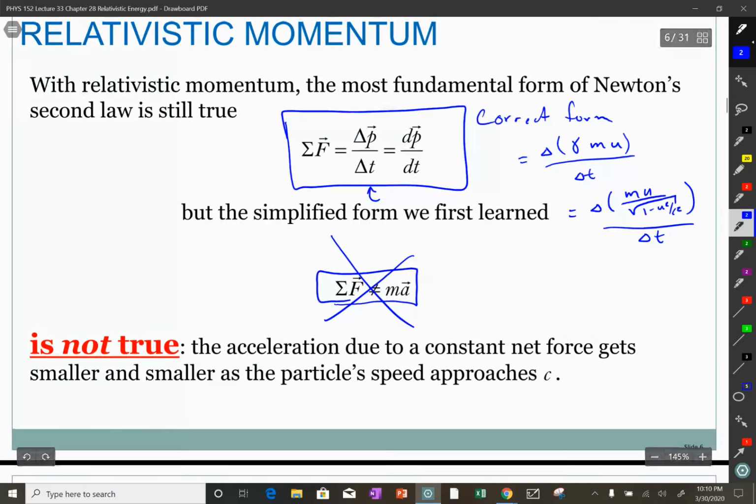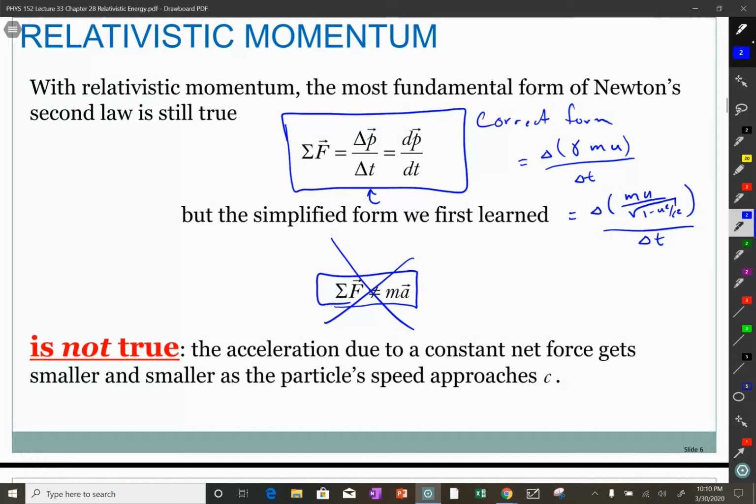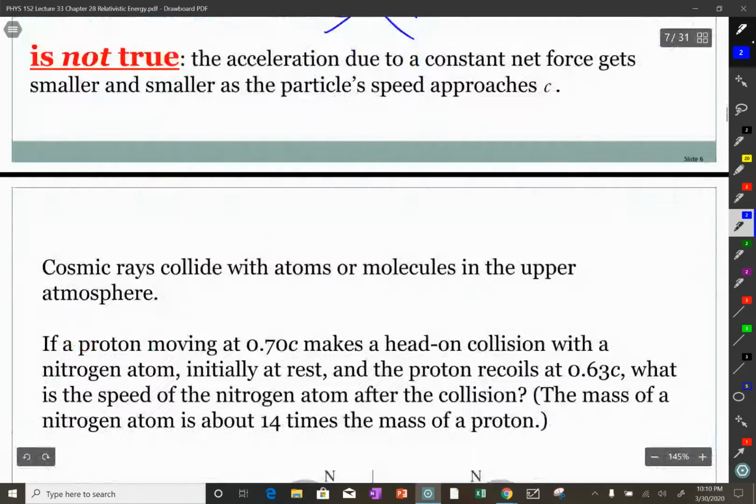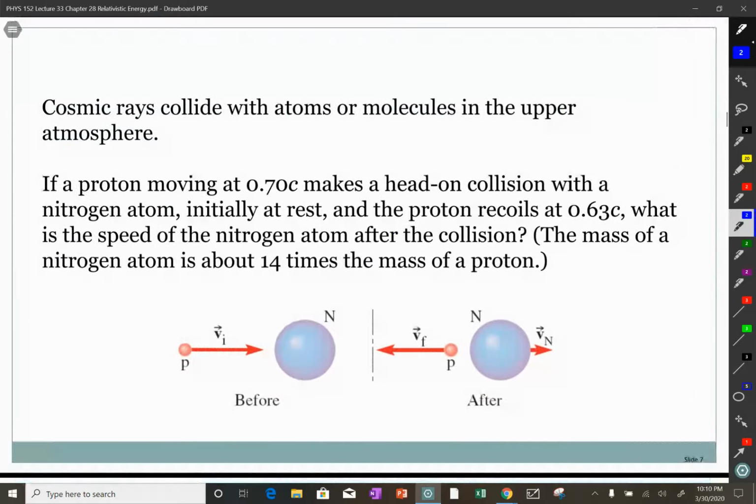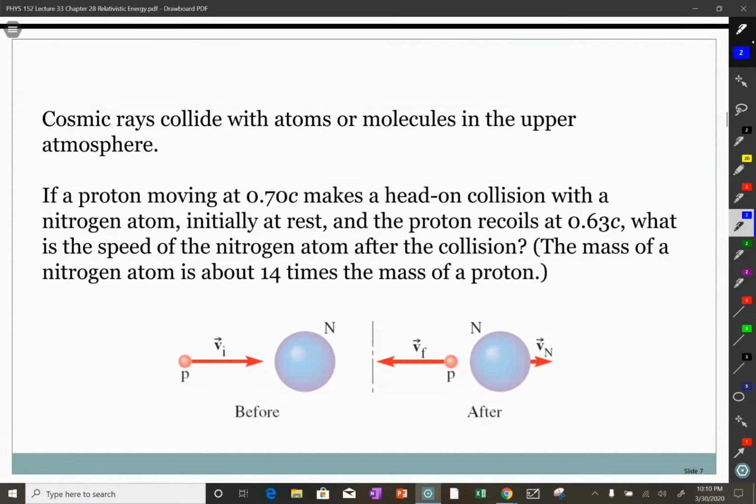So that gives you a good argument to say nothing can actually reach the speed of light, because you would either have to have an infinite force or an infinite time to reach the speed of light. Now let's do some problems. Problems are good for the soul.